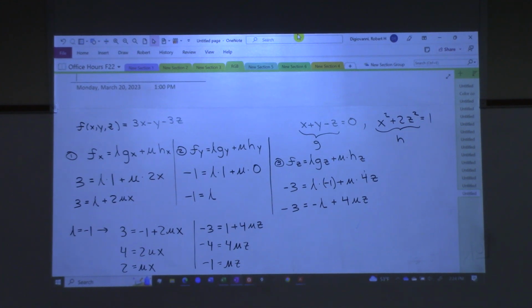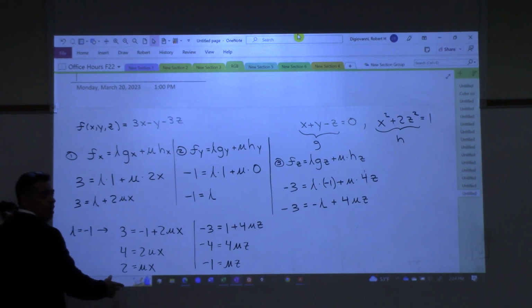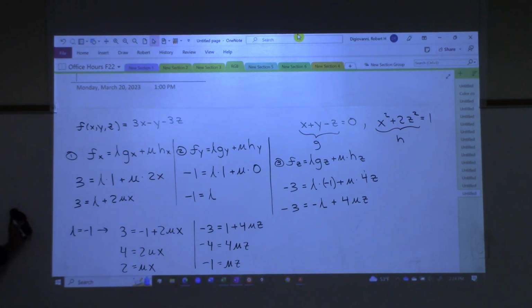Why don't we solve for x and why don't we solve for z? Now, the reason I'm thinking this is because if I solve for x here, I have to divide by mu, right? And then I have to make sure that mu is not 0.